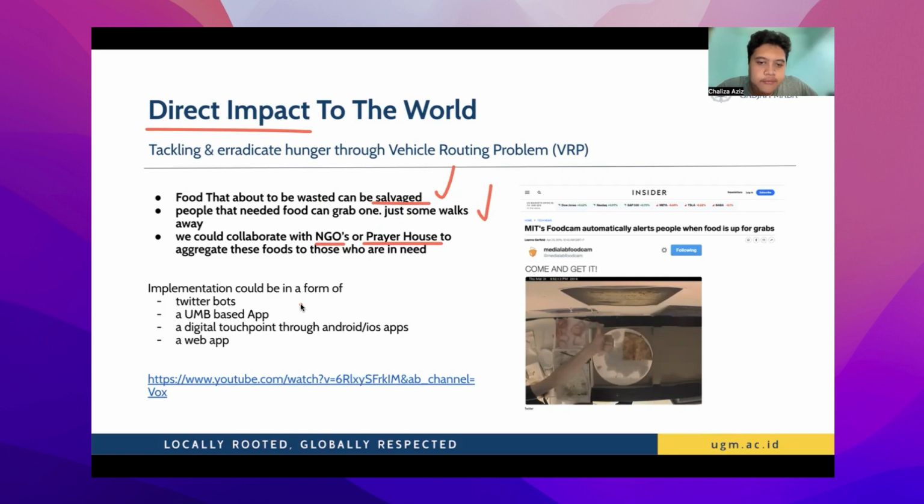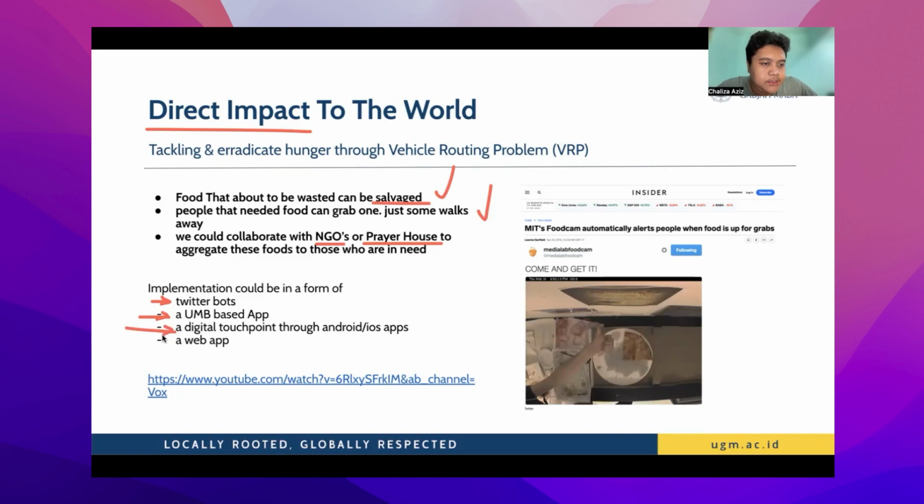And now, speaking of the implementation of the program, how the program can work. Some of the touch points that we can use could be a Twitter bot, or a USSD based app where we can text something and then your location can be transmitted and shared into a collective list, or a web page about the information of the food, saying, hey, there are food leftovers here, come and pick it up, here's the location.